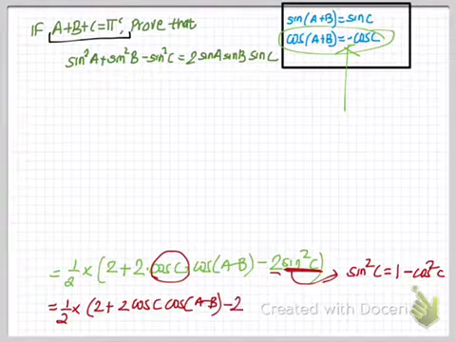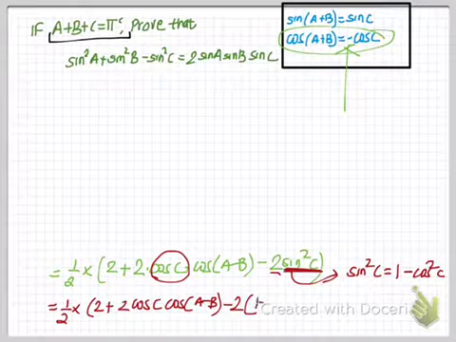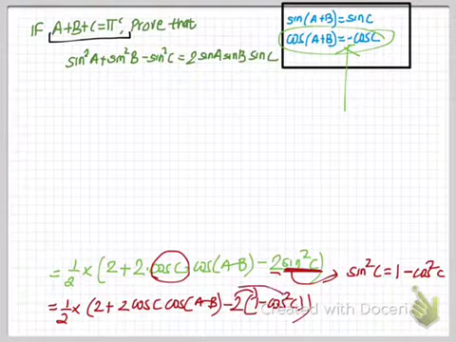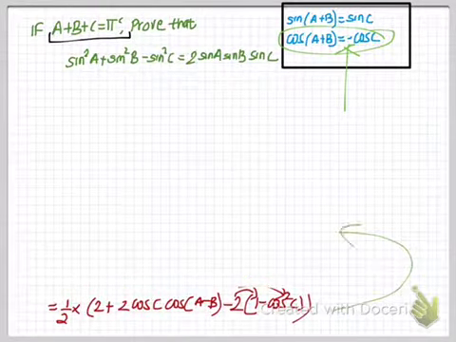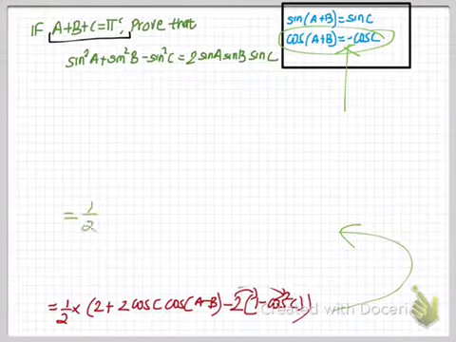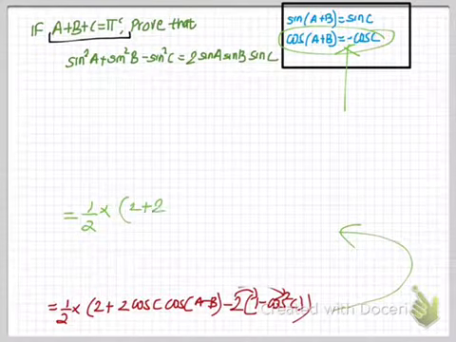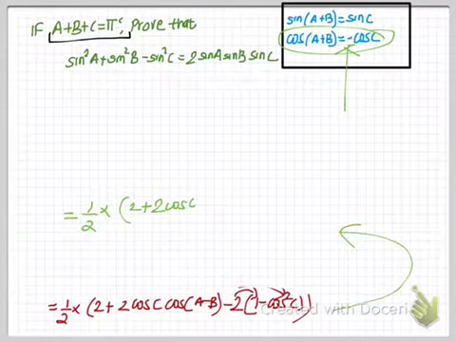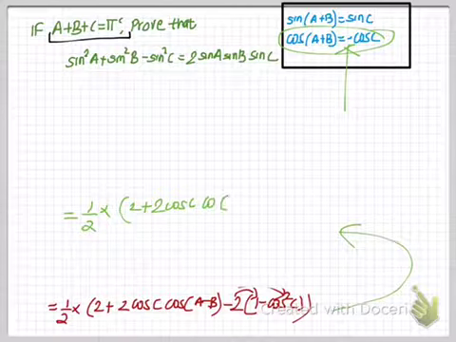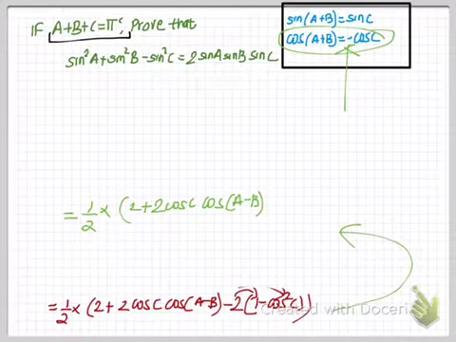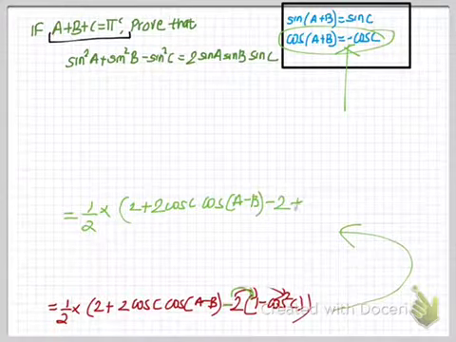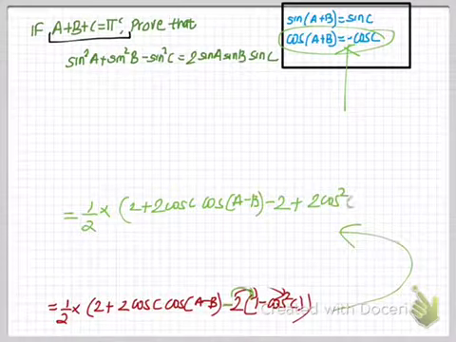So this 2 I'm writing as it is, and for this sine squared c I'm writing 1 minus cos squared c, and let me distribute this 2. So let me see what I have after distributing 2. I have here cos c and cos a minus b, and then minus 2 dot 1 is simply minus 2, minus and minus is plus 2 cos squared c.